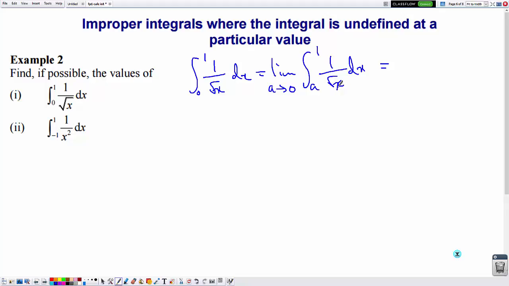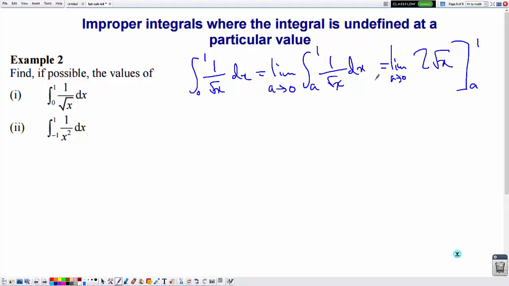So this is x to the power minus a half, because 1 over x to the power half is x to the power minus a half. Raise the power by 1 and divide by the new power. So x to the power minus a half goes to x to the power of a half, divided by a half. So x to the power half divided by a half is 2 x to the power half. I'm going to write it as 2 root x, between a and 1, and we still have the limit as a tends to 0.